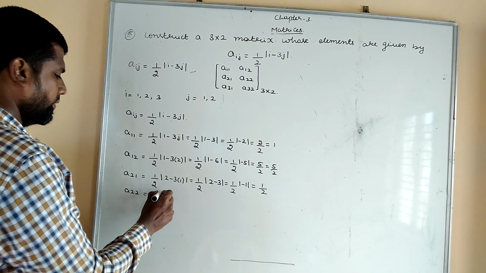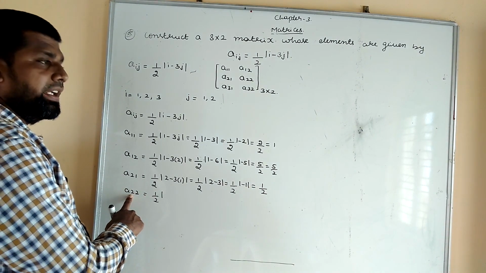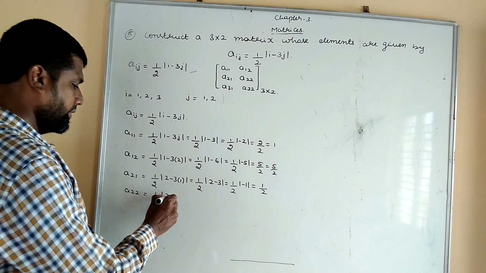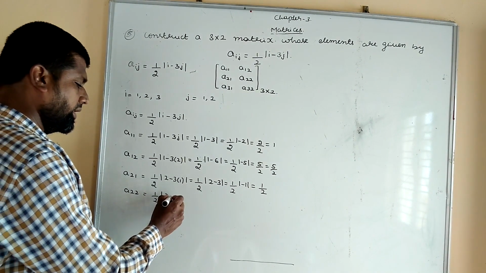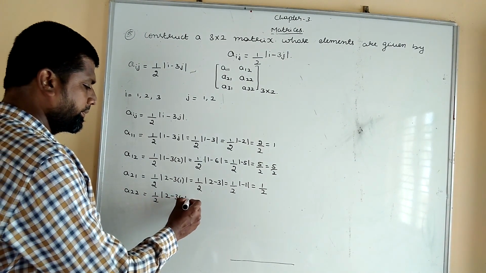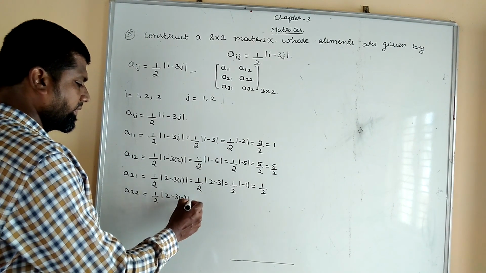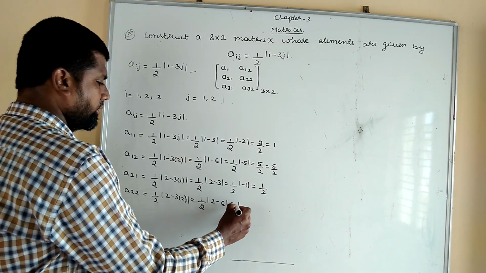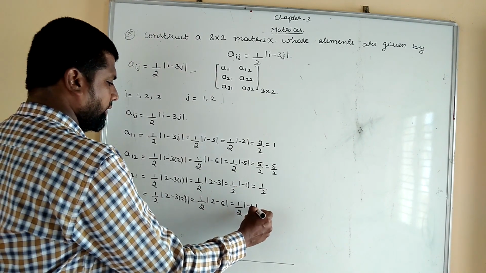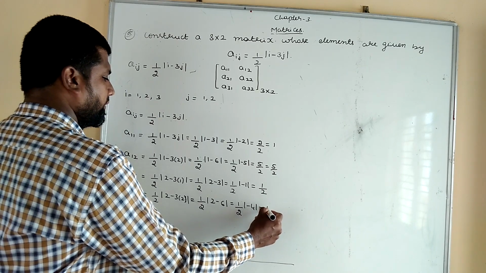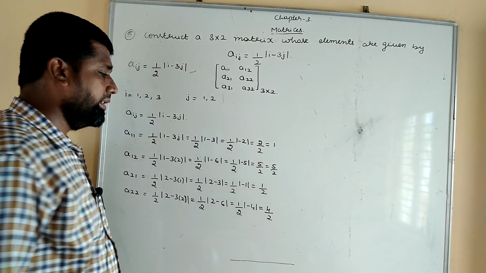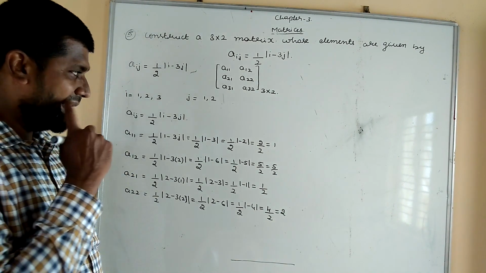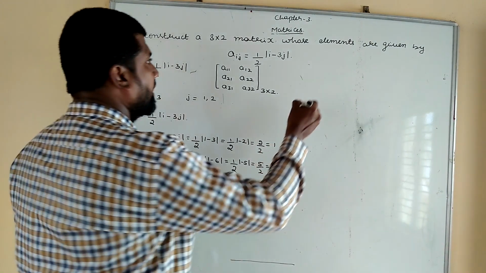a22 means i value is 2, then j value is also 2. We have to substitute this one: 1 by 2 modulus of 2 minus 3 into 2, that is equal to 1 by 2 mod 2 minus 6, that is equal to 1 by 2 mod minus 4. If you remove the mod, 4 by 2. If you divide by 2, then we will get 2. a22 is 2 we got. Let us go for the next one.